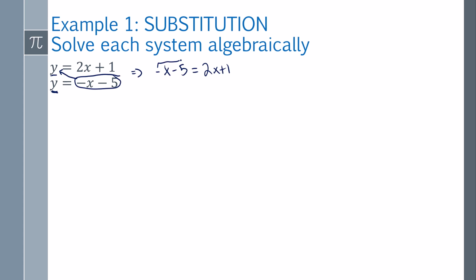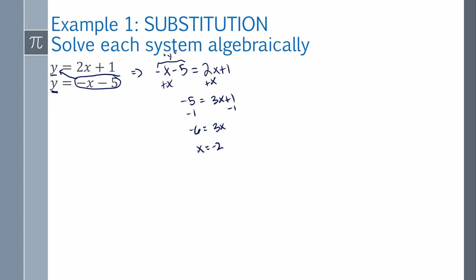Now this used to be the y, and I substituted what y equaled from the other equation into it. Now once you do that, all you have to do is just continue to solve. So we want to get x by itself, so I can add x to both sides. So negative 5 equals 3x plus 1. Subtract. So negative 6 equals 3x. And so x equals negative 2.